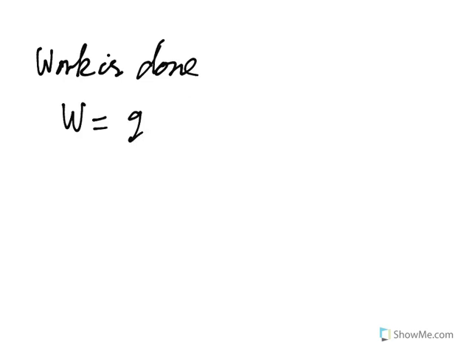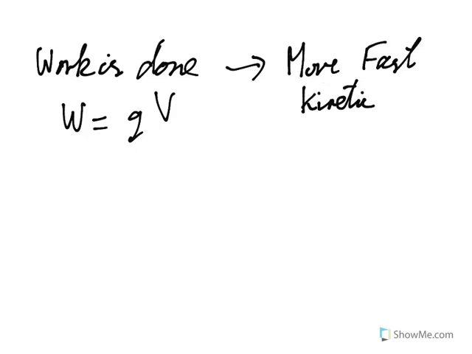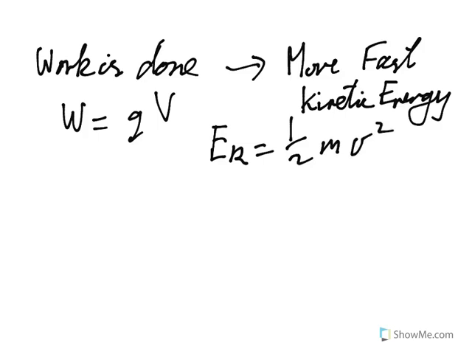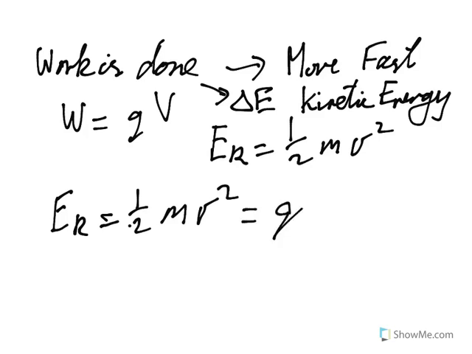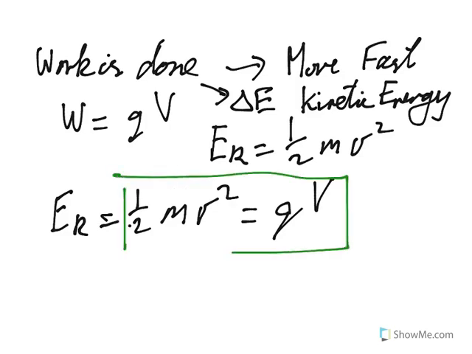What happens is that they move fast, and when they move fast, that's kinetic energy. We know that kinetic energy is half mv squared. The work done is the change in the kinetic energy, so half mv squared, but because the work done is QV, it also equals QV.